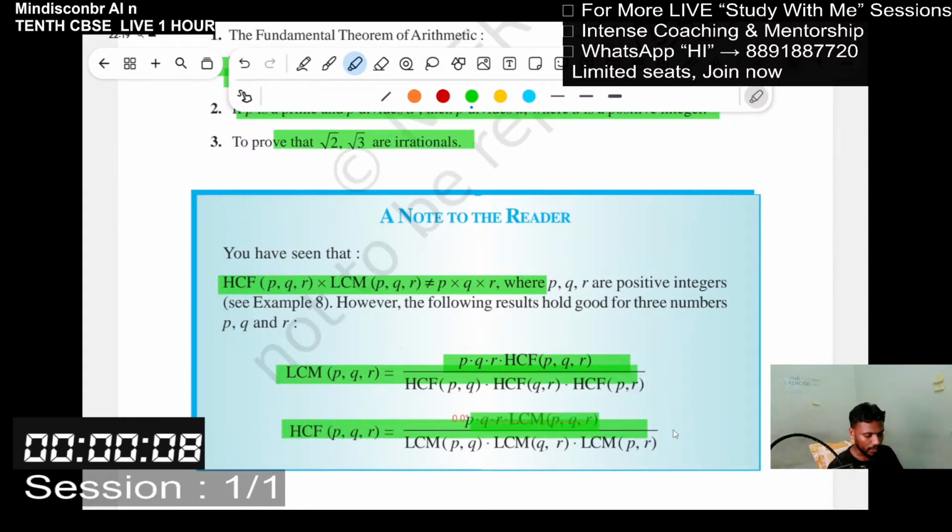And in the same way, when coming to this, HCF of three numbers P, Q, R is equal to the product of the three numbers, P into Q into R, into LCM of P, Q and R, divided by LCM of PQ, LCM of QR and LCM of PR.